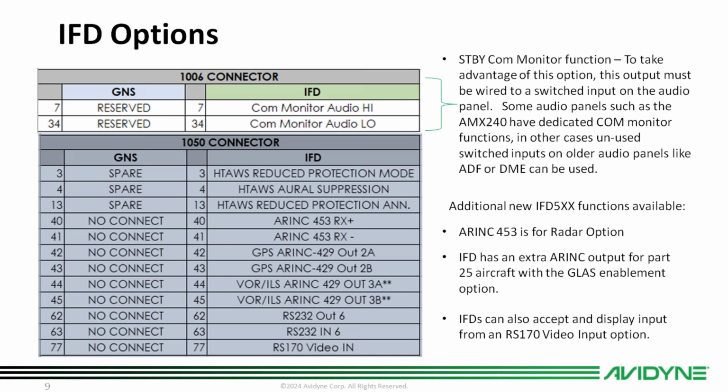We also have some additional functions with the IFD500 series. So just to go over these quickly, we do accept radar, so onboard radar for weather. So that's an ARINC 453 input. We also have an extra ARINC output for Part 25 aircraft. This is our GPS legacy avionics system output, so it's an option there. And IFDs also accept RS-170 video input.